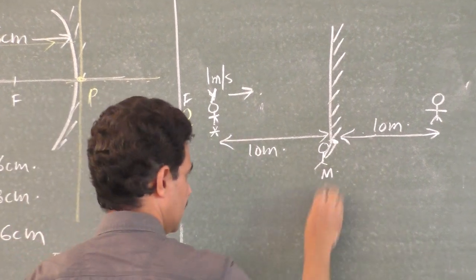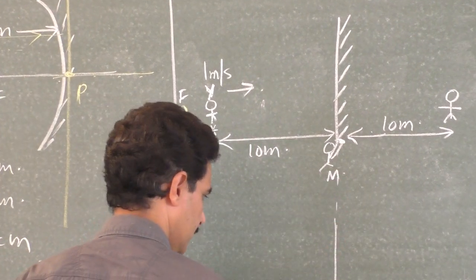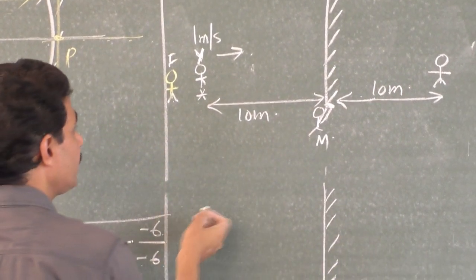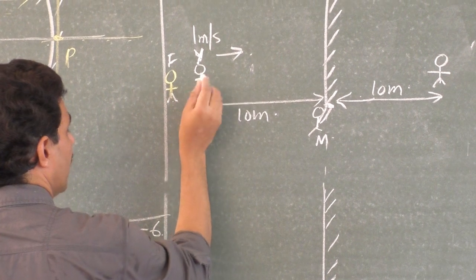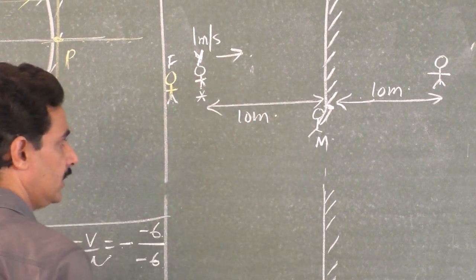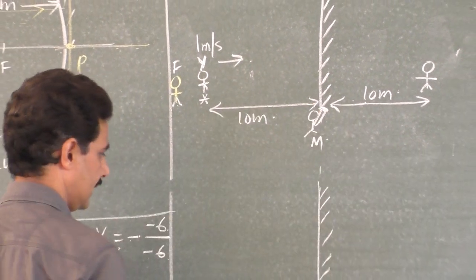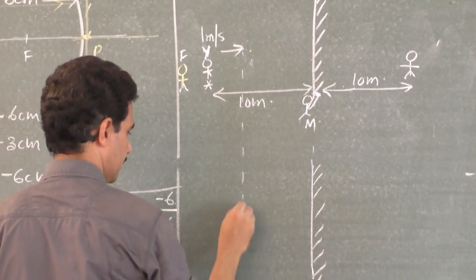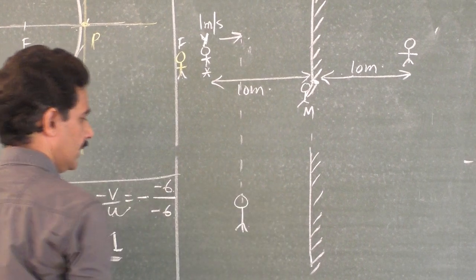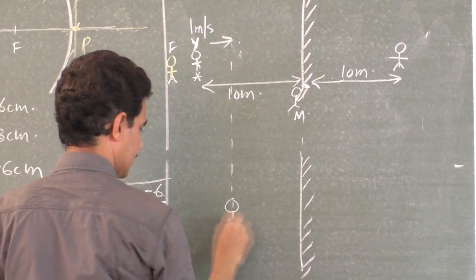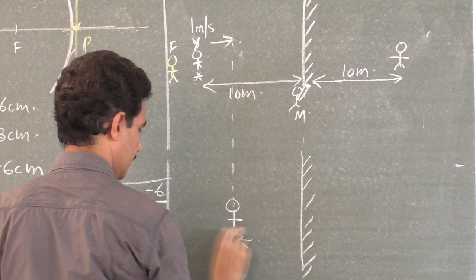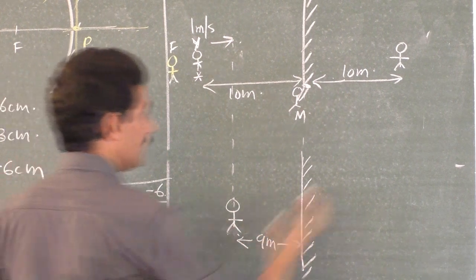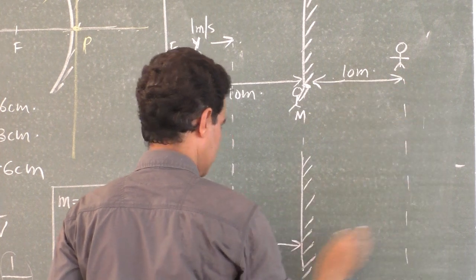Now what will be the situation after 1 second? Let us see what happens after 1 second. After 1 second, you will move by 1 meter forward, and the new distance is 9 meters. So now your new distance is 9 meters, and your image also will move by 1 meter forward.